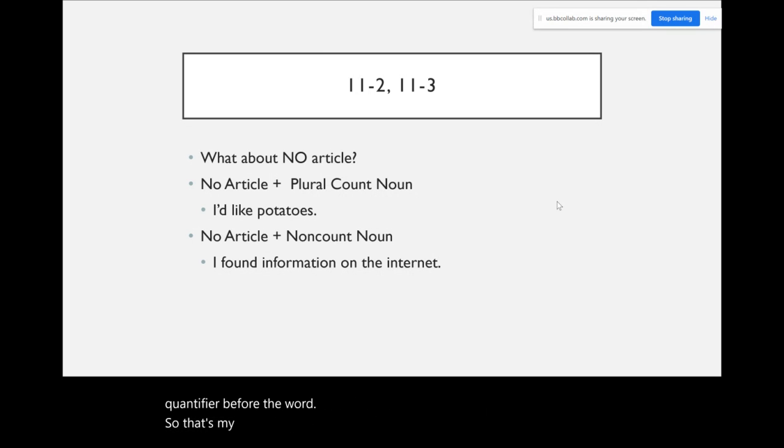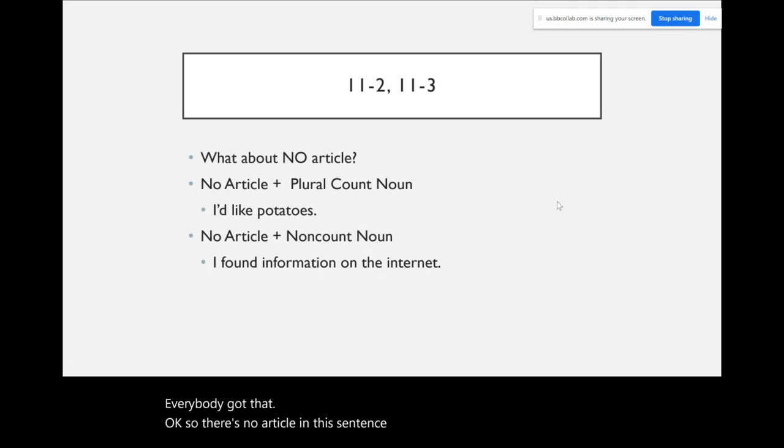So that's my question. What about no article? So no articles can go before plural count nouns. So for example, I'd like potatoes. Potato is a count noun, but I'm putting it in plural form with the S. So for this one, I cannot use a because it's a plural form. Okay? Everybody got that? Yes. Okay, so there's no article in this sentence.